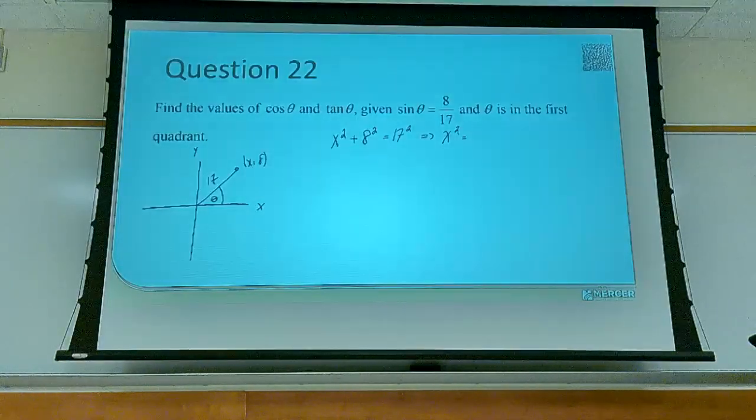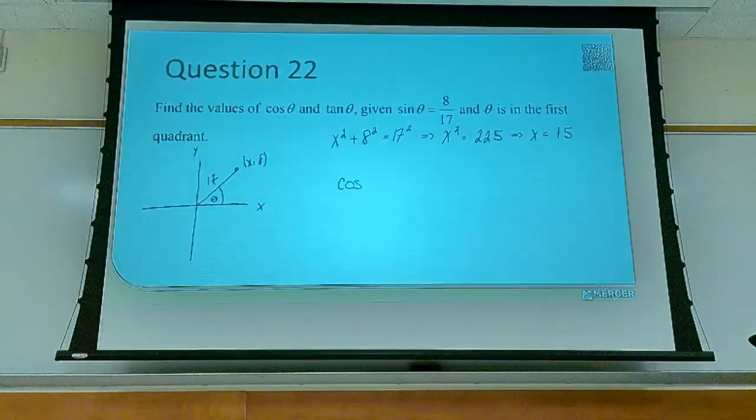$225. 225. 17 squared, is that 349? $289. 289, yeah. What's x? Square root of 221. Which is what? It's 15. Yeah. And it's positive, right, because we're in quadrant 1. Oh, good. We have all the information we need.